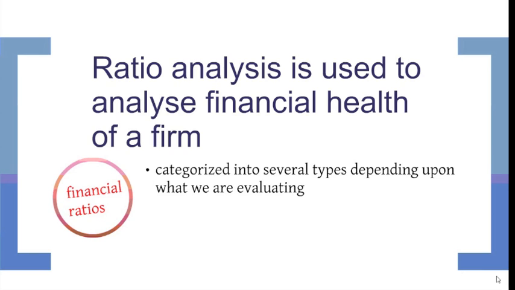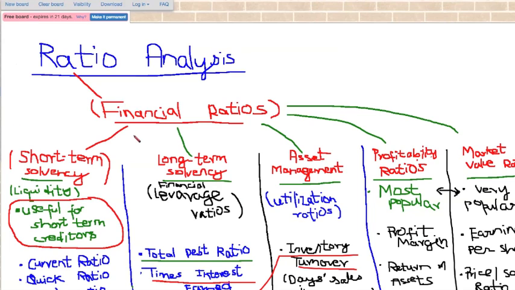Depending upon what we are evaluating, ratio analysis can be categorized into mainly 5 types. So these 5 types are short-term solvency, long-term solvency, asset management, profitability ratio, and market value ratio.